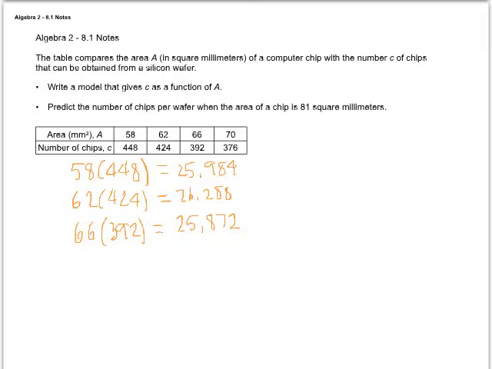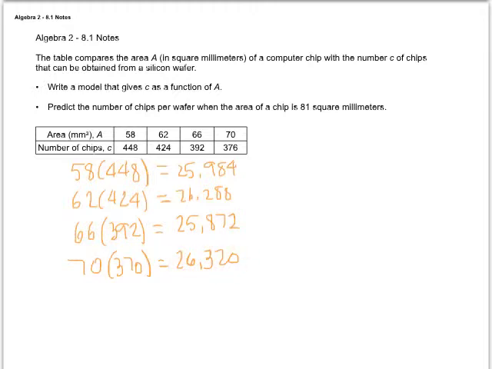And then what's happening here? I've got an area of 70 and my number of chips decreases again, so when I multiply those two out, I end up with 26,320. All right? And so if you look at all of these, there's not a lot of difference in all these numbers. All these numbers are really close. If you round just a little bit, they're all really close to 26,000.